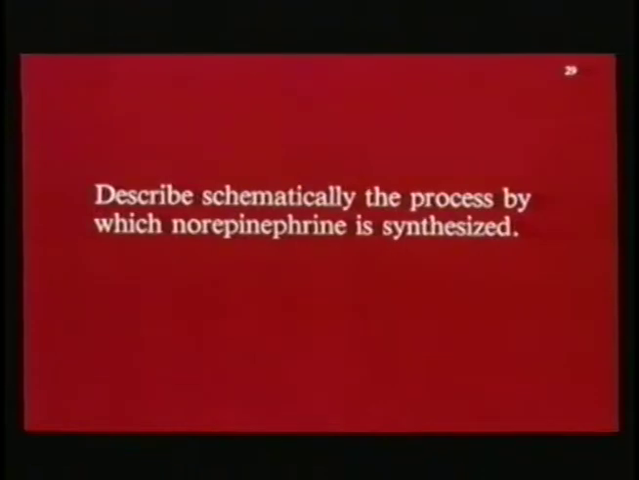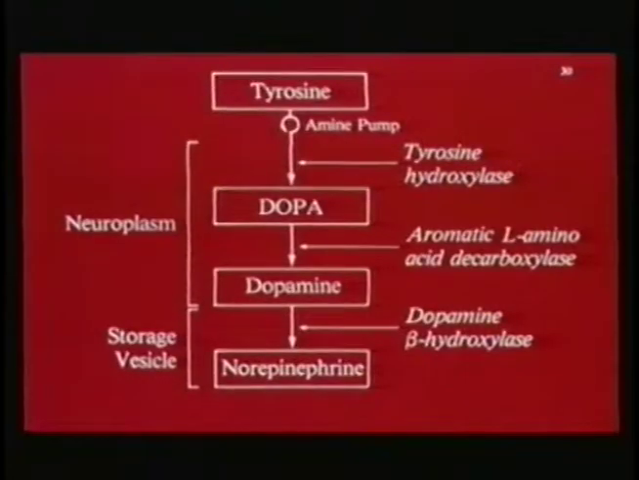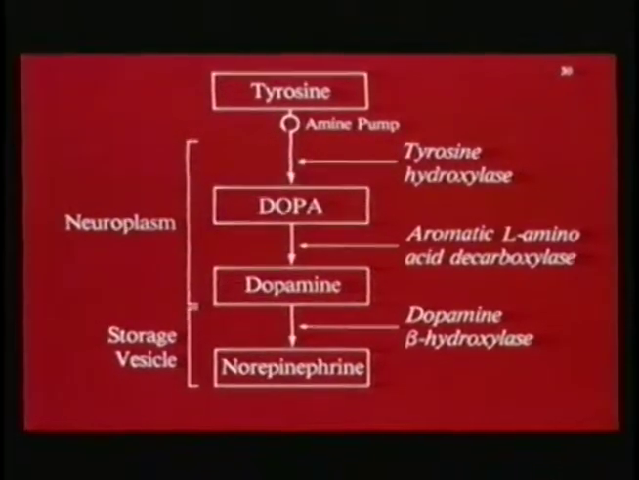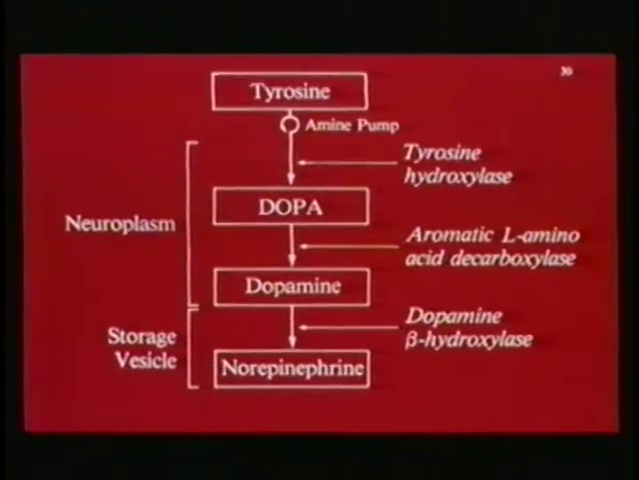29. Describe schematically the process by which norepinephrine is synthesized. 30. Tyrosine is pumped into the nerve cell and converted to dopa and then to dopamine. Dopamine is transported into the storage vesicles where it is converted to norepinephrine by the enzyme dopamine beta hydroxylase.